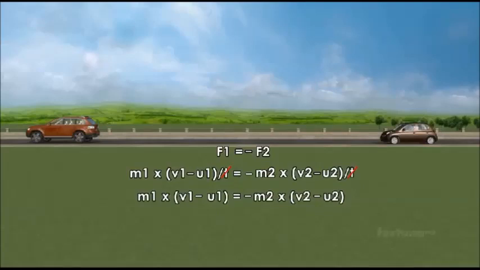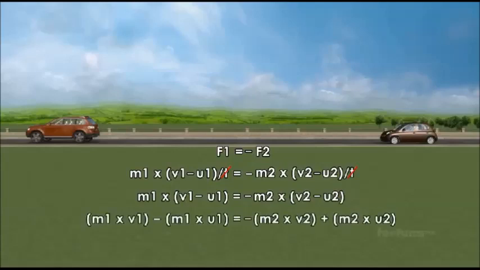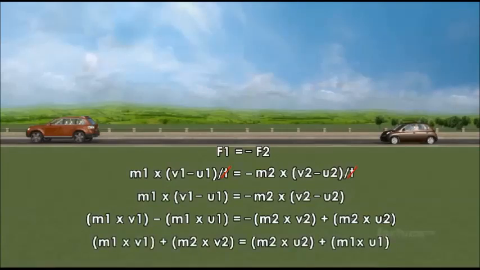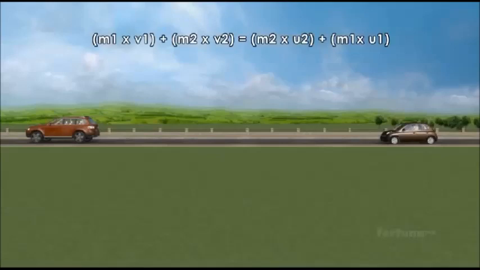The equation can then be simplified. m1 v1 minus m1 u1 is equal to minus m2 v2 plus m2 u2. And it can be written as m1 into v1 plus m2 into v2 is equal to m2 into u2 plus m1 into u1. From this equation, we can see the total momentum for both cars before and after the collision did not change but was conserved, thereby proving the law of conservation of momentum.